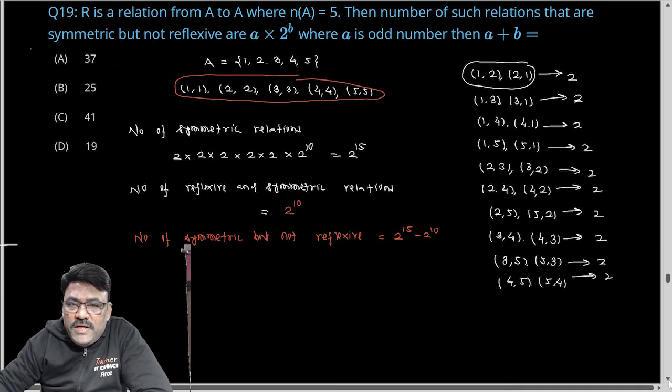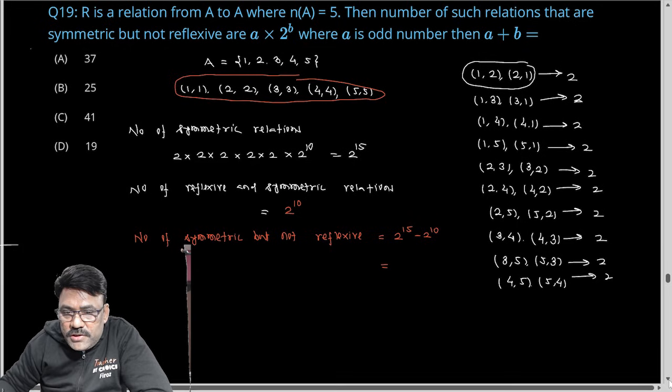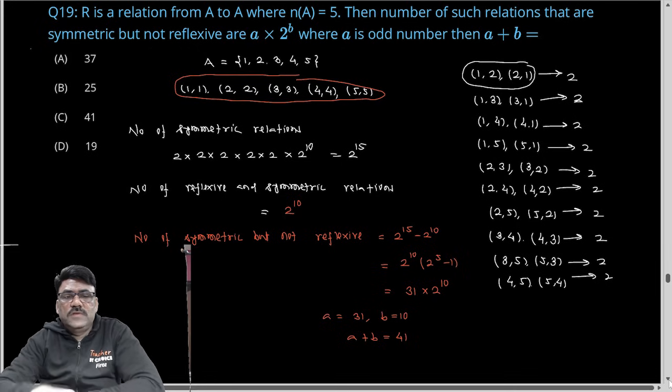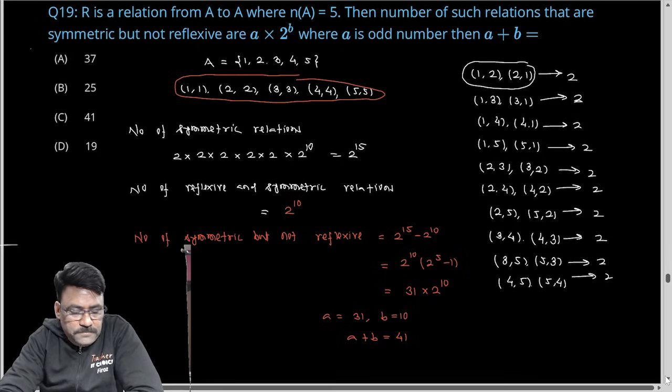And this is given as A into 2 raised to B. So I can write it, 2 raised to 10 can be taken common. So it is 2 raised to 5 minus 1. So this is 31 into 2 raised to 10. So hence you can say that A is 31 and B is 10. So A plus B will be 41 here. So 41 is the correct option for this one.